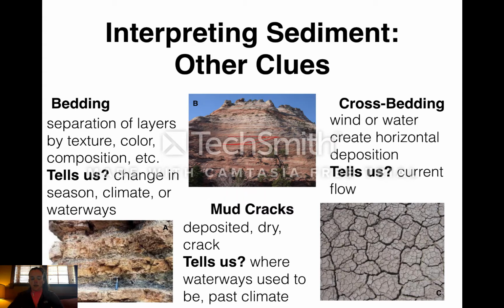Another clue is mud cracks, which is when sediments are deposited, dry up, and crack. This usually happens when clay rocks that were once in water are now cracking in the absence of it. This tells geologists where possible waterways used to be that may have dried up or become shallow over time.